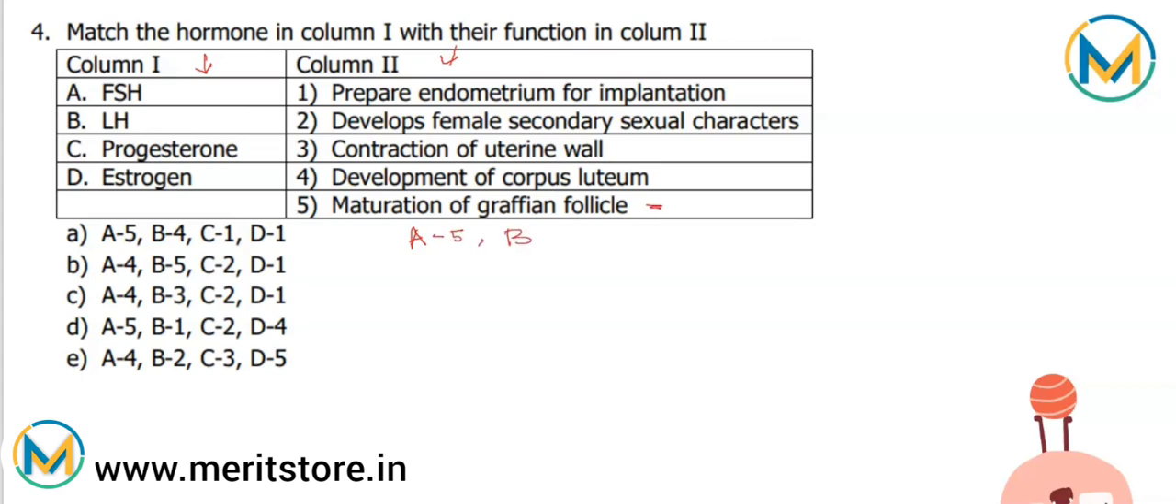Next, B, that is LH, luteinizing hormone. It regulates development of corpus luteum, that is 4. Next, C, that's progesterone. It is responsible for the preparation of endometrium for implantation. That's the first point. Then next and the last hormone, D, that's the estrogen released by ovary. It helps or regulates the development of female secondary sexual character.